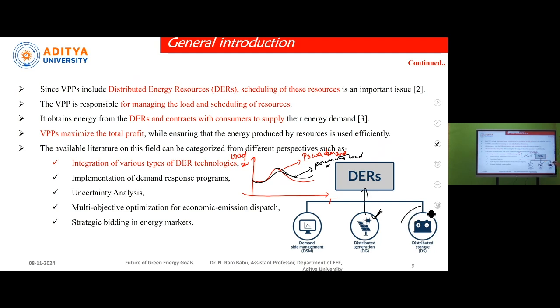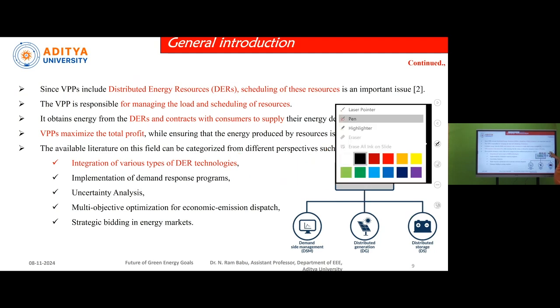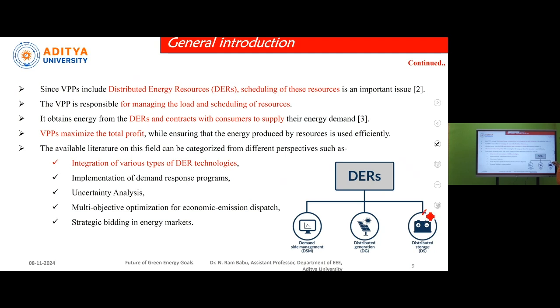Next one, distributed storage systems. Here the battery storage concepts come into existence. The battery storage stores the energy from PV cells and wind units with the help of a converter. With inverter technology, it will be converted again into AC supply, and with the help of this, we will be selling our energy to the grid with less harmonics.